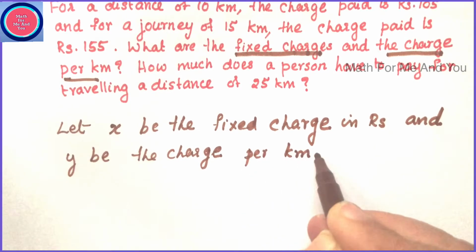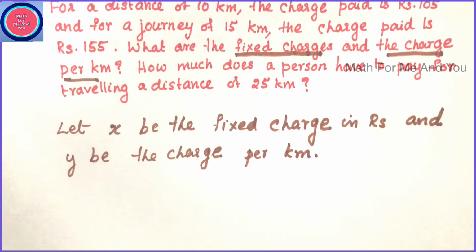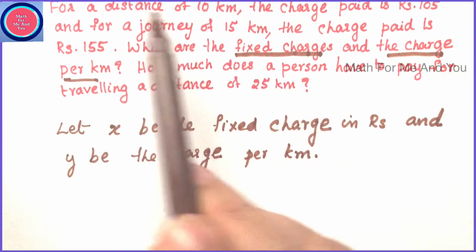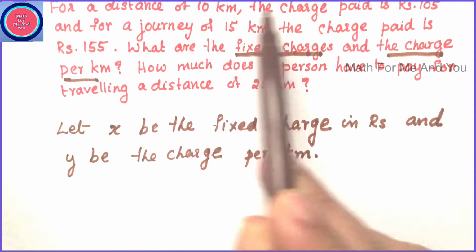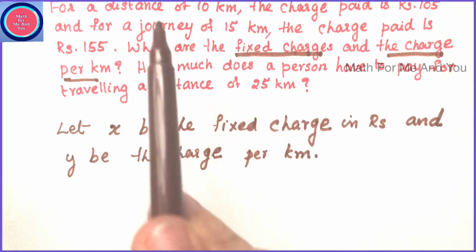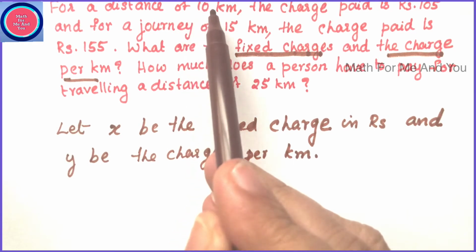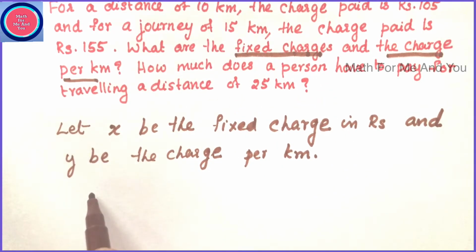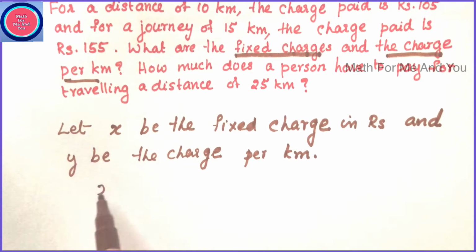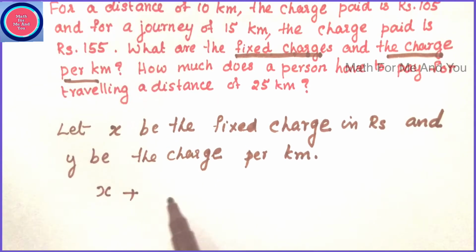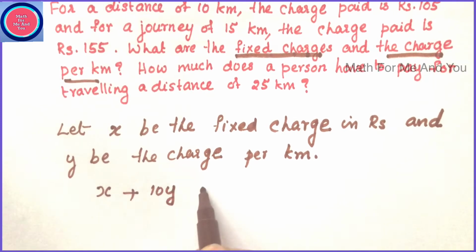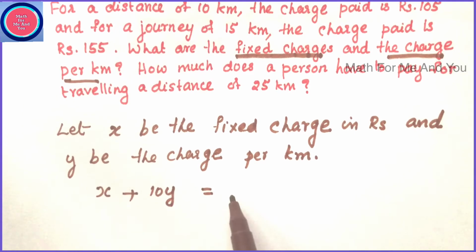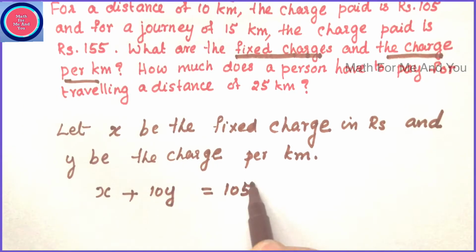What next? We have to form two equations. How could we do that? Read the sentence, then we can form the relation between the variables. In this sentence, it is given for the distance of 10 km, the charge paid is rupees 105. That means there will be fixed charge x plus the charge for 10 km. We can write x plus 10 times y, because per kilometer y, 10 km it is 10y, is equal to 105. This is equation number 1.